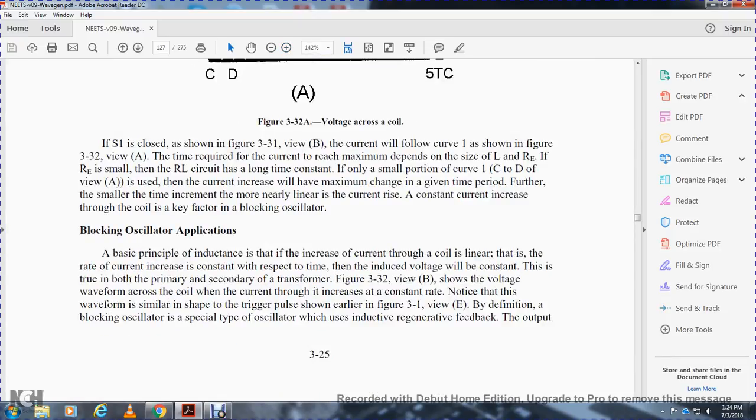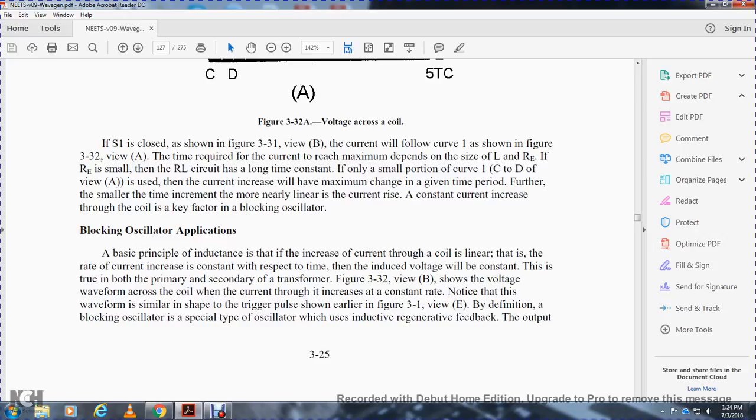Alright, blocking oscillator applications. The basic principle of inductance is that if the increase of the current through the coil is linear, that is, the rate of the current's increase is constant with respect to time, the induced voltage will be constant. This is true with the primary and secondary of the transformer in figure 3-32. Figure 3-32 shows the voltage waveform across the coil when the current through the coil increases at a constant rate. Notice that the waveform is similar in shape to the trigger pulse shown earlier in figure 3-1, view E.